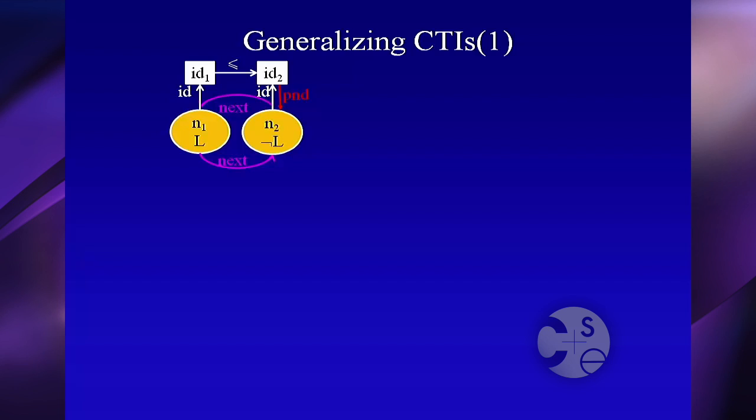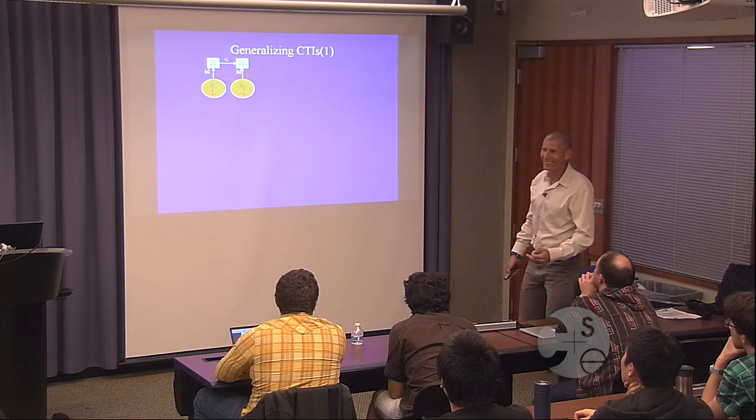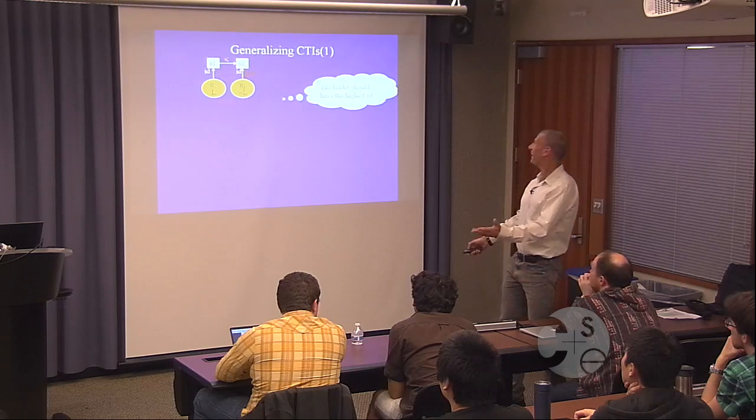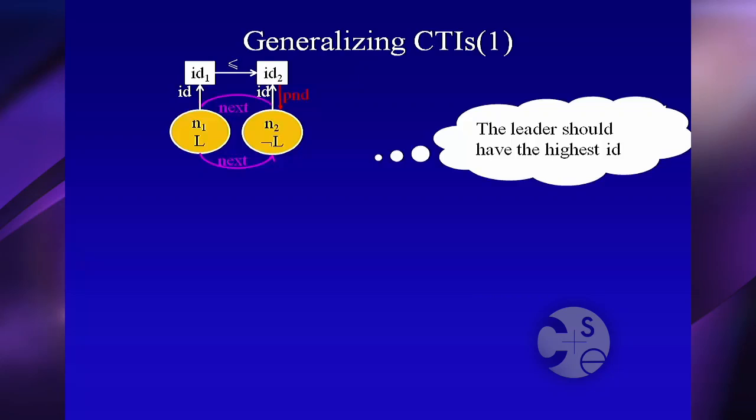The protocol I'm showing you has two nodes. One of them is a leader. The other one is not a leader. This is the topology, and this node has an ID. And the node which is, I already told you, almost the thing. Yes? The node with the smaller ID is the leader? Exactly. The leader should have the highest ID.